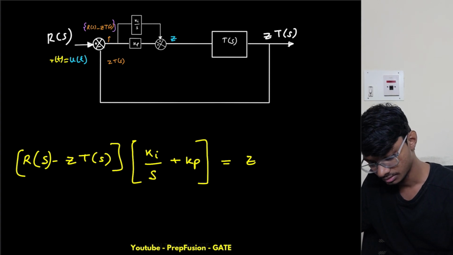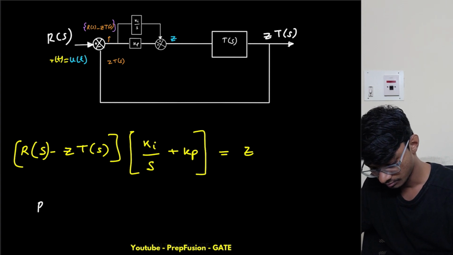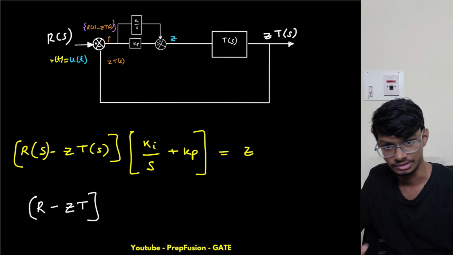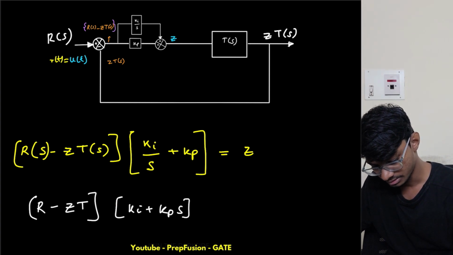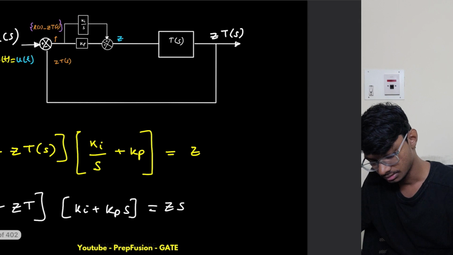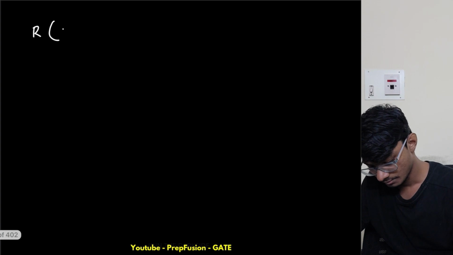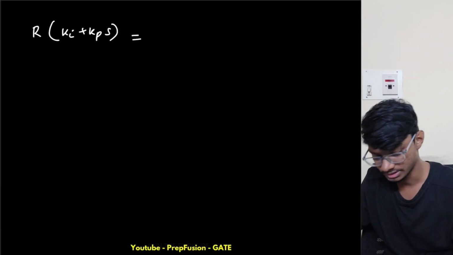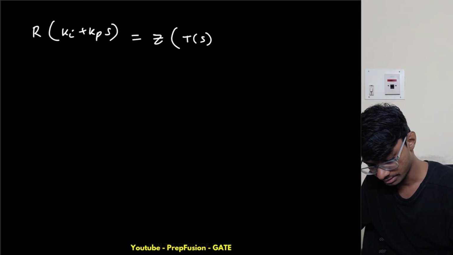Now I will just simplify. This is z times t; this bracket I am just ignoring. So this becomes ki plus kp of s, equal to z s. Now I will take this one as r into ki plus kp of s. This will go to that side, z of t will go to that side. So if I take z common here, this will be t of s, right?